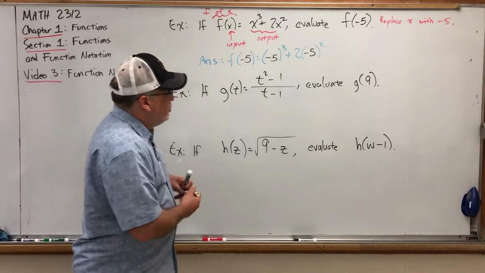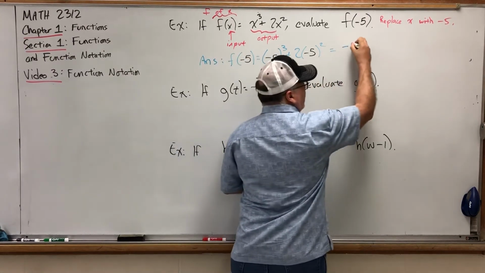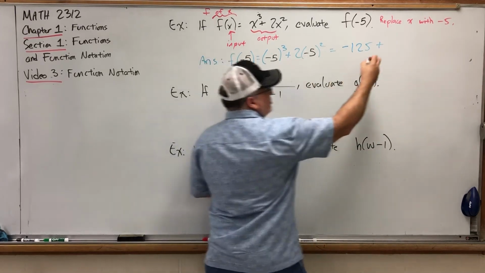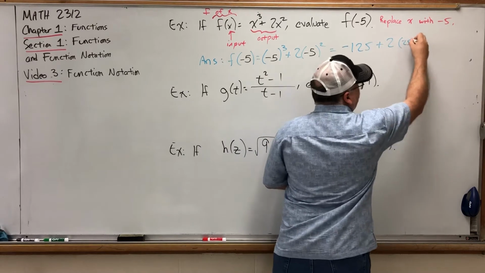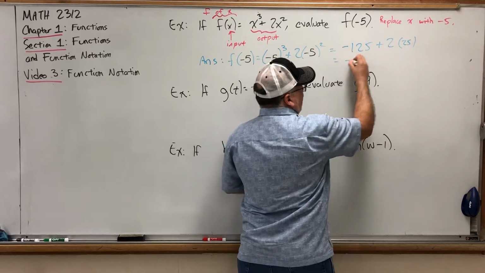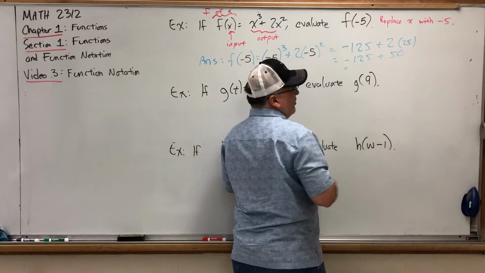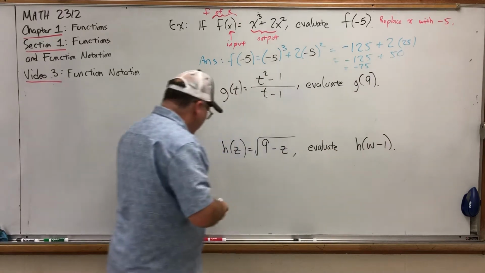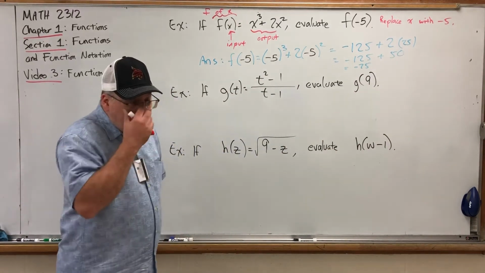Well, negative 5 cubed is negative 5 times negative 5 times negative 5, which is negative 125, plus 2 times negative 5 squared is positive 25. And so if we multiply, we get negative 125 plus 50, and when we put all that together, we get negative 75.